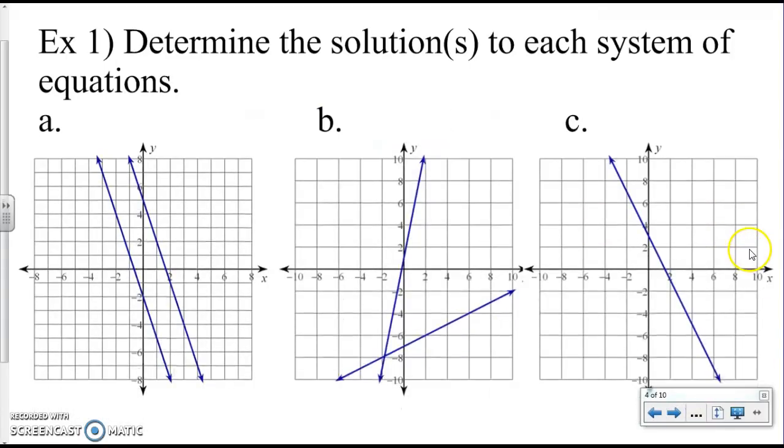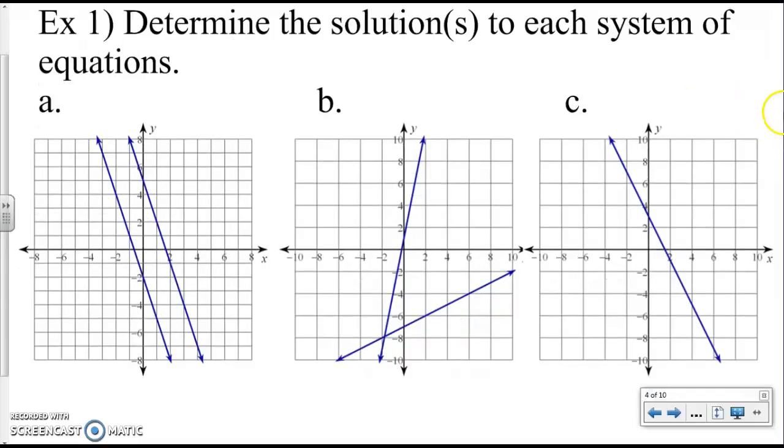There are three cases here that will happen when we graph a system of equations. The most common case is the one right here in the middle, where they cross at one point. Okay, this is when we have one solution. We're going to write our answers as ordered pairs. So our solution is going to be (-2, -8), because our ordered pair, or our point, is at (-2, -8).